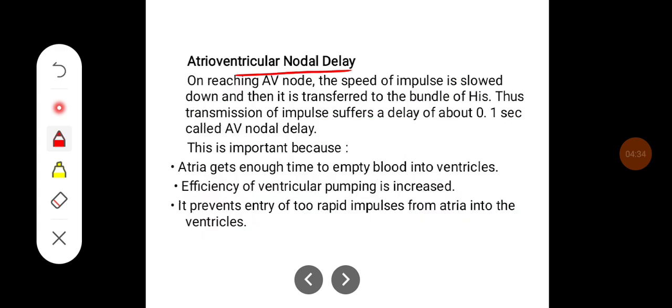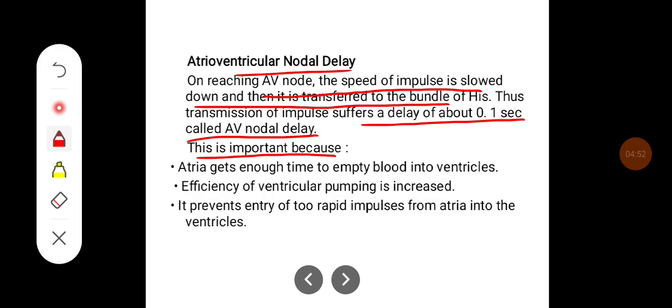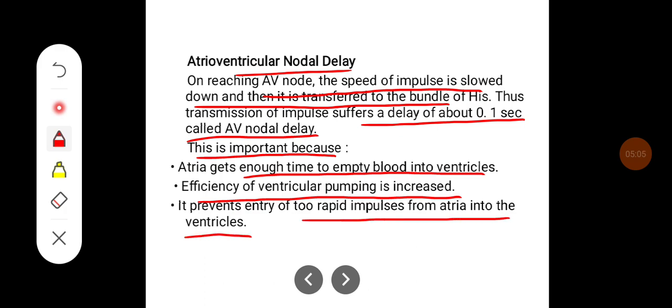Atrioventricular nodal delay. On reaching the AV node, the spread of impulse is slowed down and then it is transferred to the bundle of His. Thus, the transmission of impulse suffers a delay of about 0.1 second, called the AV nodal delay. This is important because the atria get enough time to empty blood into the ventricles, the efficiency of ventricular pumping is increased, and it prevents entry of too rapid impulses from atria into ventricles.